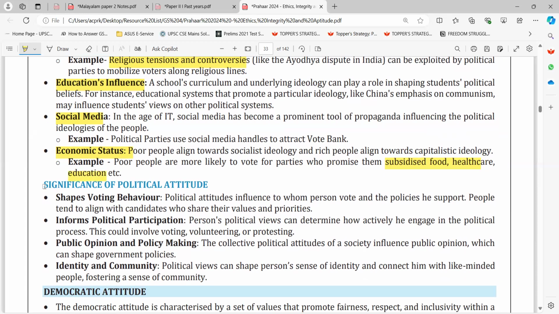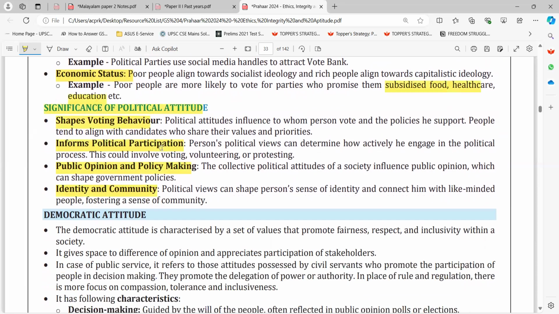Significance of political attitude. Shapes voting behavior, informs political participation, public opinion and policy making, identity and community. Shapes voting behavior. Political attitudes influence whom a person votes for and the policies he supports. People tend to align with candidates who share their values and priorities.